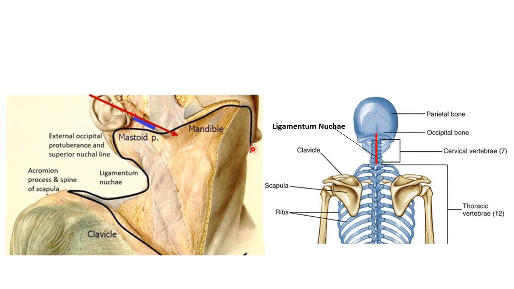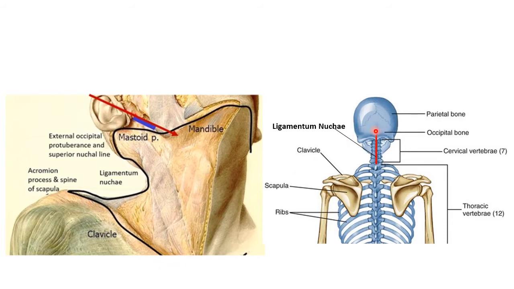Inferiorly, it is attached to the spine of the scapula, the acromion process of the scapula, and then to the upper surface of the clavicle up to the jugular notch of manubrium sterni. It is attached to the jugular notch of the manubrium sterni. So that was the superior and inferior attachment.